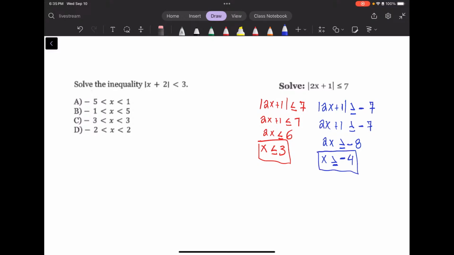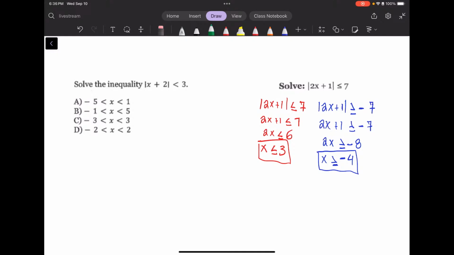Now, the easier way, and the way that you guys should learn this so that you don't make any mistakes expressing your answer, is to do it the way that I'm going to show you. Because typically with the less than inequalities for absolute value, we're going to get a compound inequality, which is going to be an "and" statement.